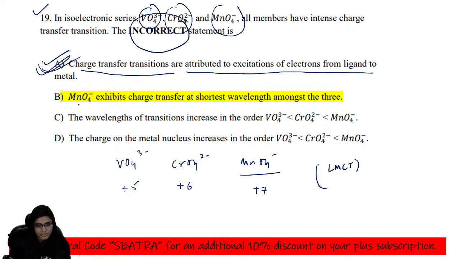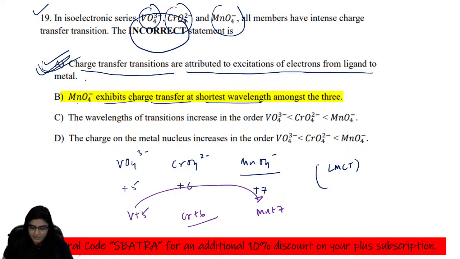The next option is that MnO4 minus exhibits charge transfer at the shortest wavelength. Let's find out the relation for wavelength. If I take V5 positive, Cr6 positive, and Mn7 positive, which is having the highest electronegativity? Now you have to tell me in the comment section which metal has the highest electronegativity value. I won't go to the next question before you answer this.